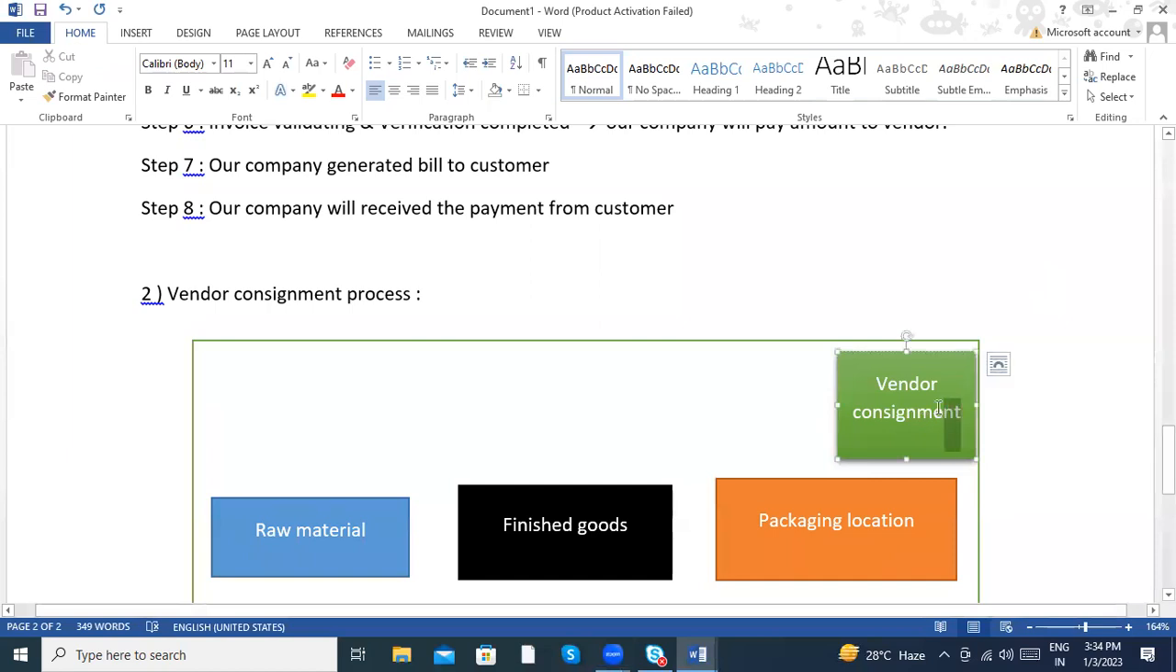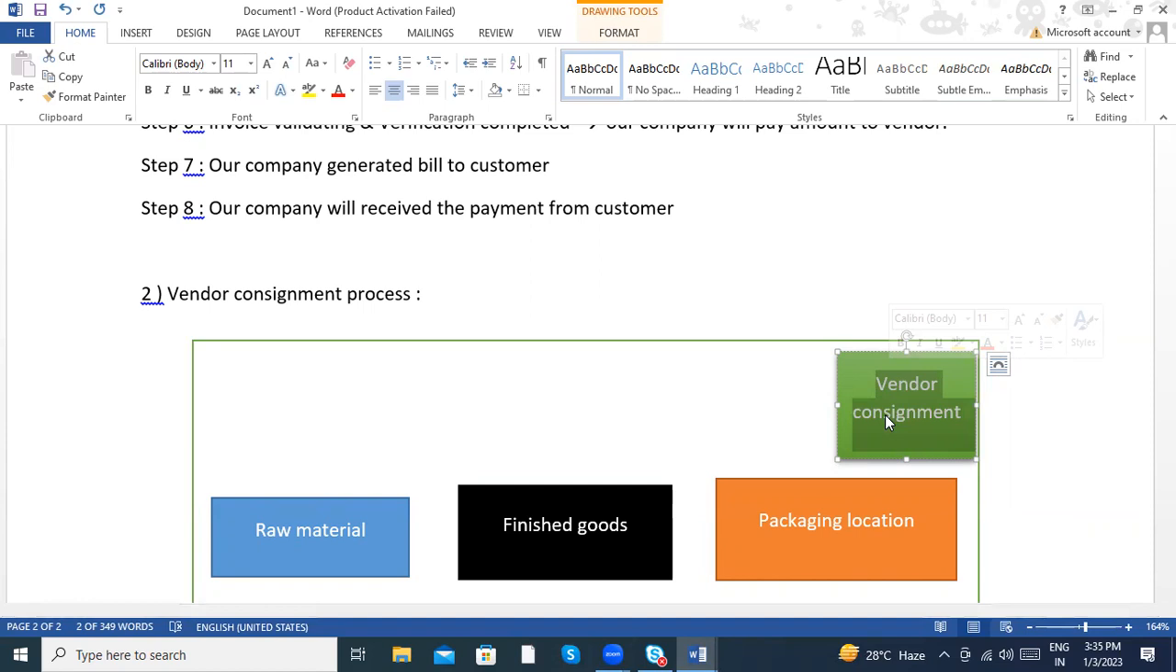So this is the vendor consignment process. I am requesting a vendor to keep the stock in my premises. Maybe it is bulk or short, maybe 100 pieces, 200, 1000, 10,000 pieces. Some of the products are too expensive, so buying in bulk and paying the amount immediately to the vendor is very difficult. So the deal is, boss, you can keep the stock in my premises.